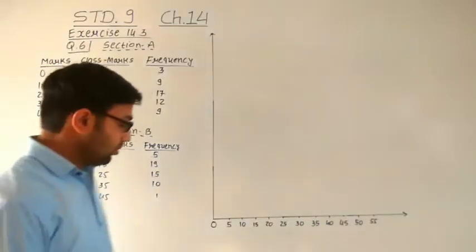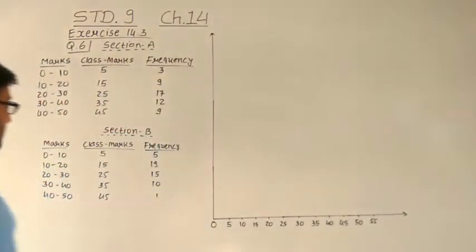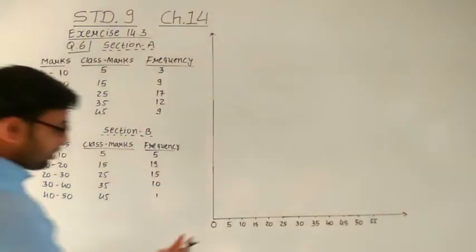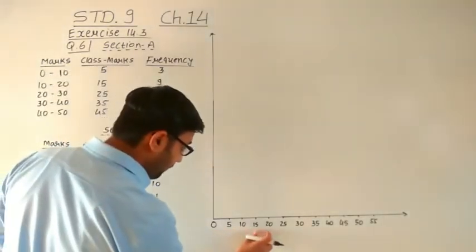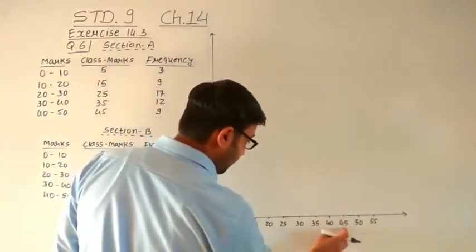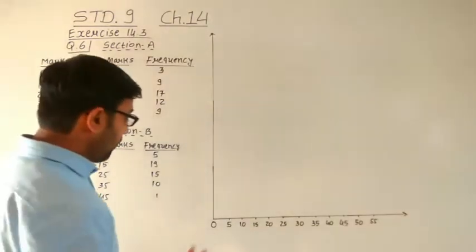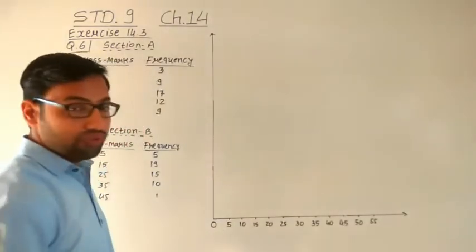On this horizontal axis, the x-axis, we have represented the marks, right? 0 to 5, 5 to 10, 10 to 15, 15 to 20, 25, 30, 35, 40, 45, 50 and 55. So here we have taken the scale of 5 marks: 1 unit is equal to 5 marks.